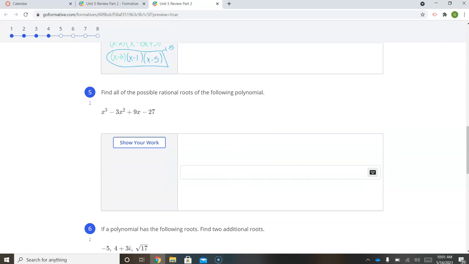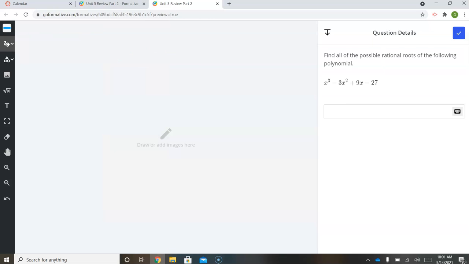We're getting there. Number 5 is find all the possible rational roots. Notice how I'm not asking you what they are. I'm just asking you for the possibilities. So this is the P and Q thing from the very last day. Your P is always that last number, so negative 27, but I don't care about the negative. I just care that the number is 27.